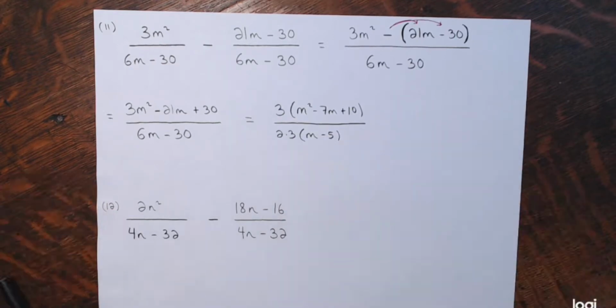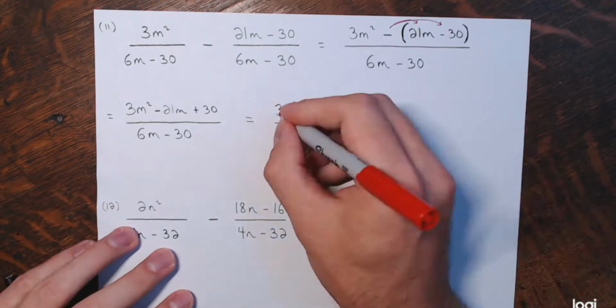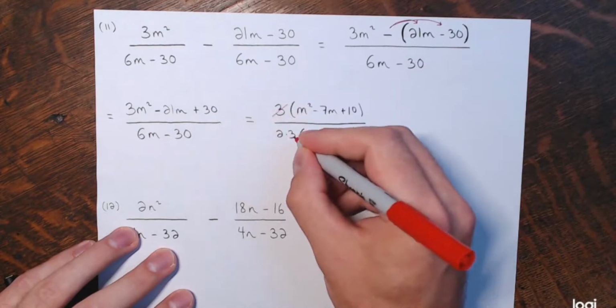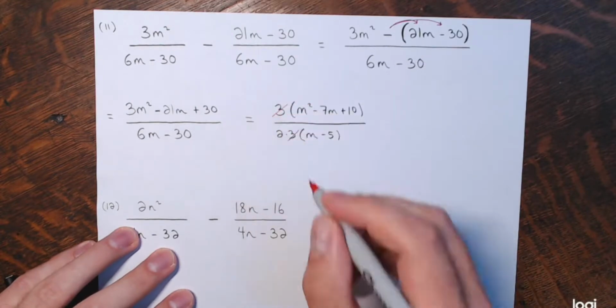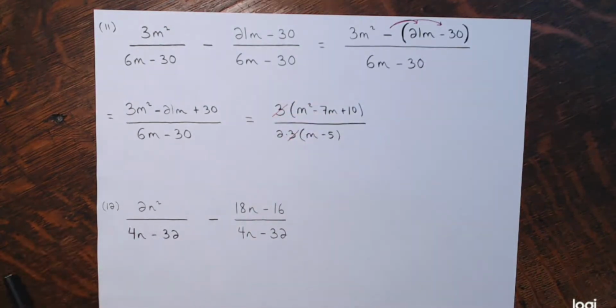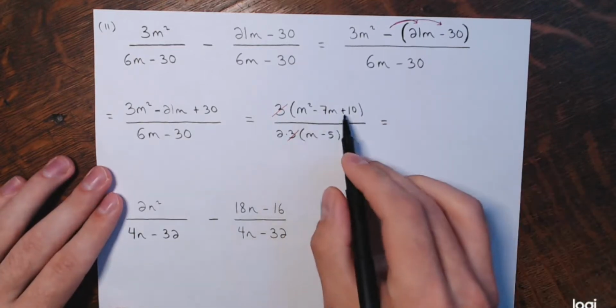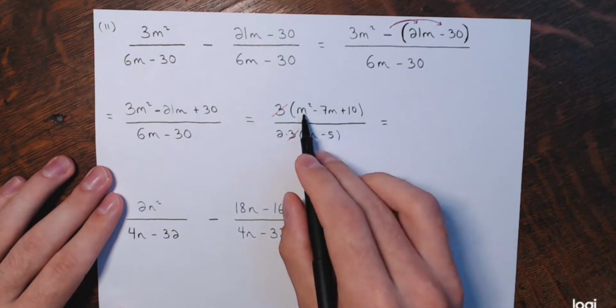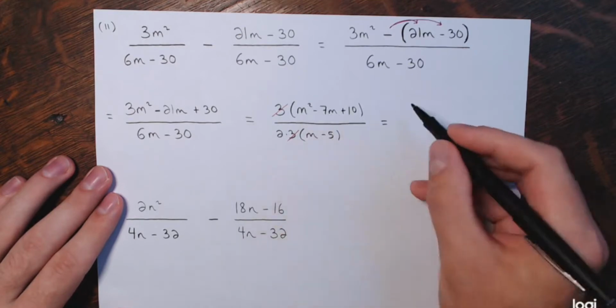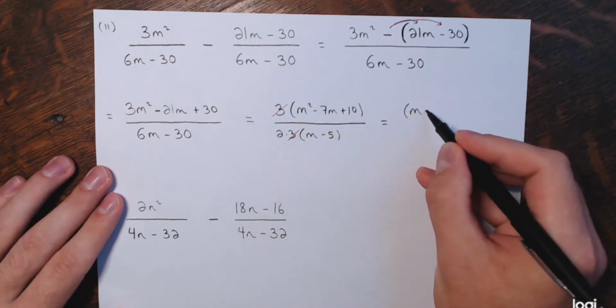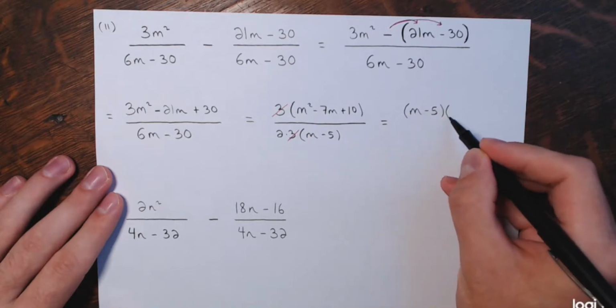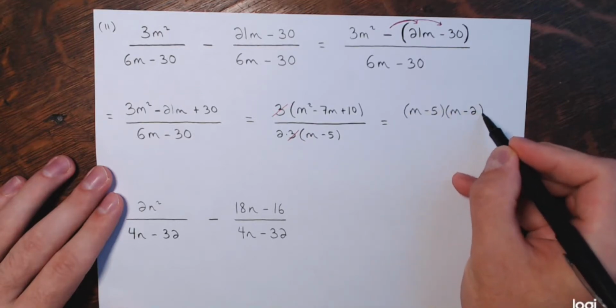And I'm seeing some common factors right now, right? So I'll just cancel them as we go. And there's a common factor of 3 in the numerator and denominator, so let's get rid of those. And the numerator factors even further, right? M squared minus 7m plus 10, that would factor to m minus 5 times m minus 2.